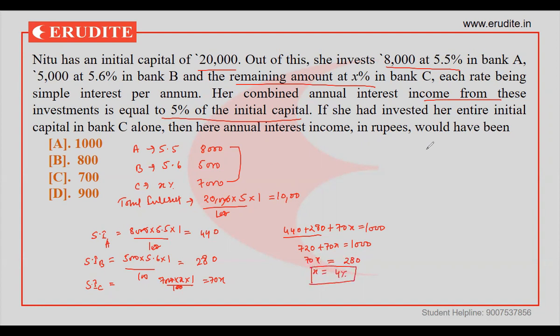Now they're saying, what will be the interest if she invested the entire amount at Bank C. So Bank C, the rate is 4%. The simple interest at C will be how much? Now the principal is 20,000 into rate is 4%, time period is 1 by 100. It is how much? 800. So my correct answer is option number B.